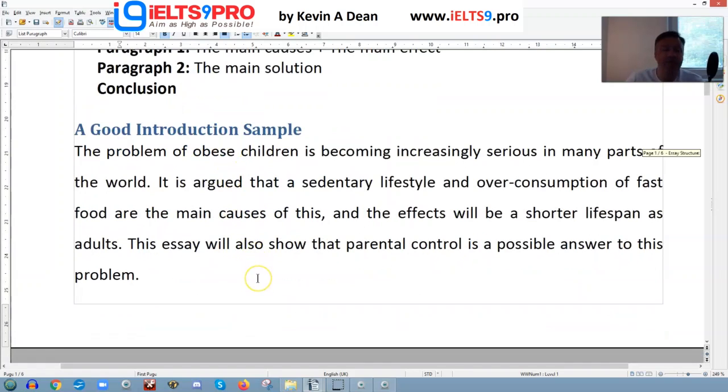So, introduction. The problem of obese children, instead of childhood obesity, is becoming increasingly serious in many parts of the world. It is argued that a sedentary lifestyle and overconsumption of fast food are the main causes of this, and the effects will be a shorter lifespan as adults. This essay will also show that parental control is a possible answer to this problem. You can maybe make it a little bit shorter, maybe a bit more concise, but that's essentially it. So you've restated the topic, obese children, and answered cause, effect, a solution. So let's see what you have done.